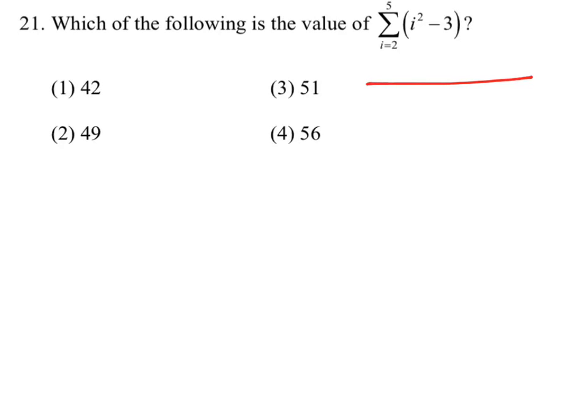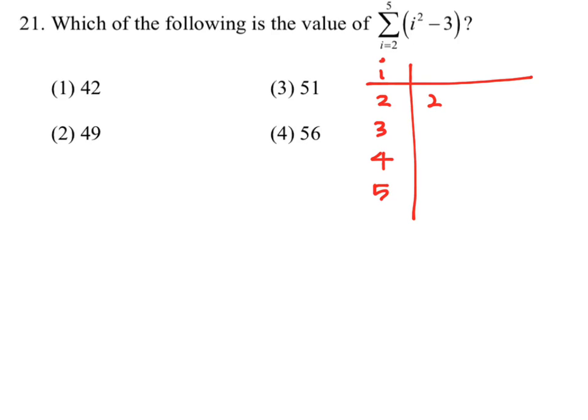So first, number 21. Which of the following is the value expressed here? Now, what we're going to be doing is we're just going to set up the table. What if the i values are 2 through 5? What we have to do is put those values in place of i.